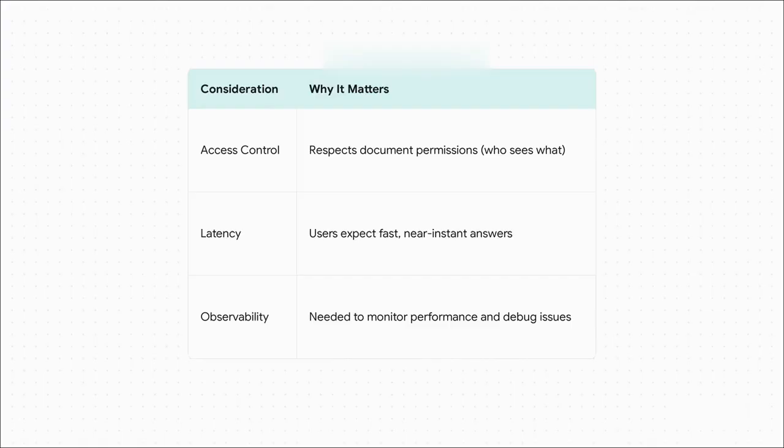First, access control. I mean, not everyone should be able to see everything, right? So our assistant has to respect existing document permissions. Second is latency. People expect answers in seconds, not minutes, so our architecture has to be lightning fast. And finally, observability. We need logs and monitoring to understand what's going on under the hood and to fix things when they inevitably go wrong.